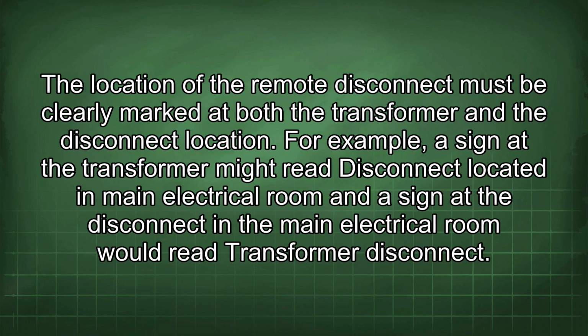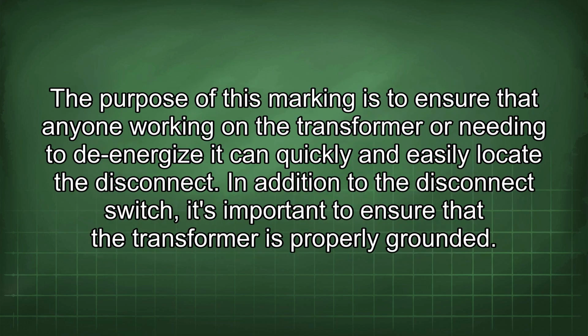For example, a sign at the transformer might read "disconnect located in main electrical room," and a sign at the disconnect in the main electrical room would read "transformer disconnect." The purpose of this marking is to ensure that anyone working on the transformer or needing to energize it can quickly and easily locate the disconnect.